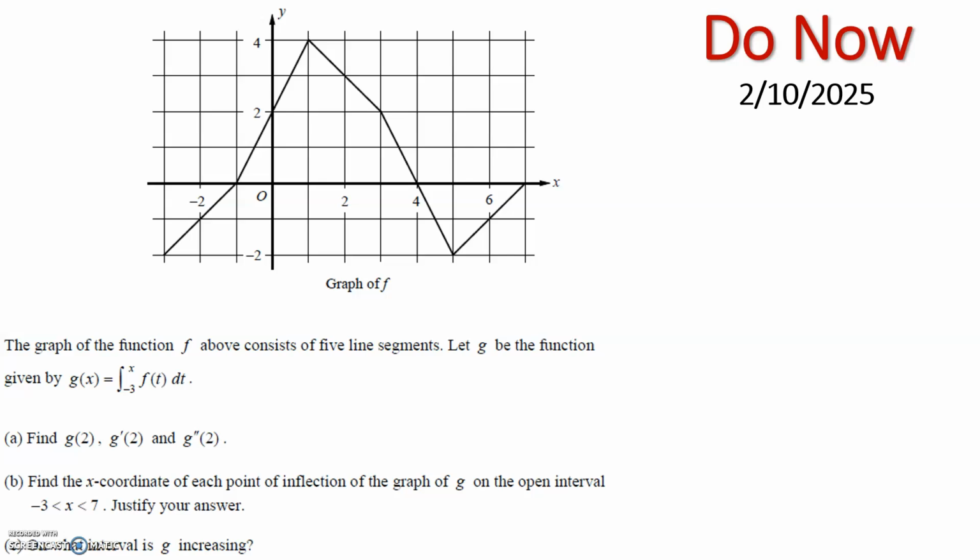Find the x-coordinate of each point of inflection of the graph of g on the open interval -3 to 7, and justify your answer. And then on what interval is g increasing? Pause the video, give it a try, compare your answers with each other. If you need a tiebreaker, message me and I can tell you what's what.